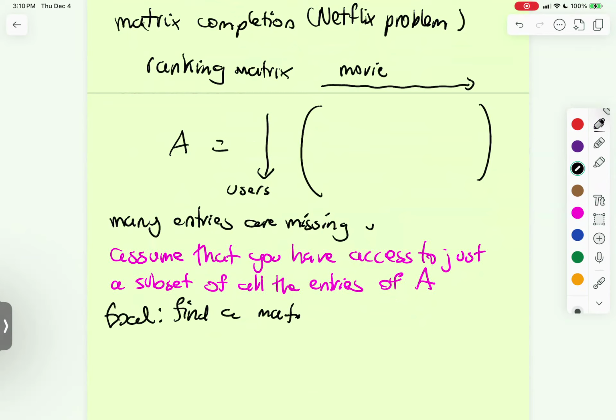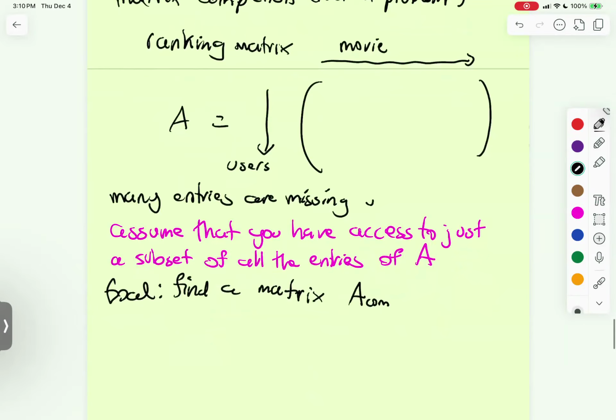So you want to find a matrix. I'll write it as "com" for completion. It's like my attempt to complete the matrix, right? Like I'm pretending that I don't know all of it. I'm not being too fancy in how I'm writing it, but what I'm trying to say is that the matrix agrees with the original matrix at those indices, at the known entries.